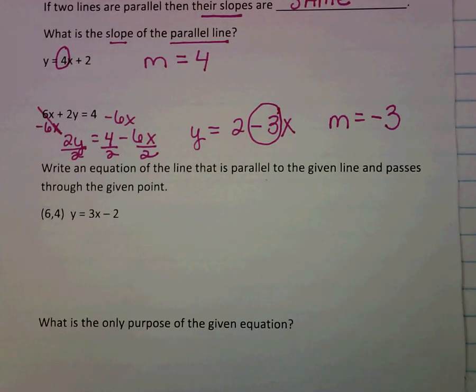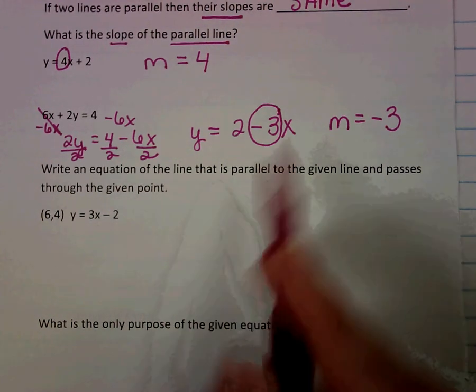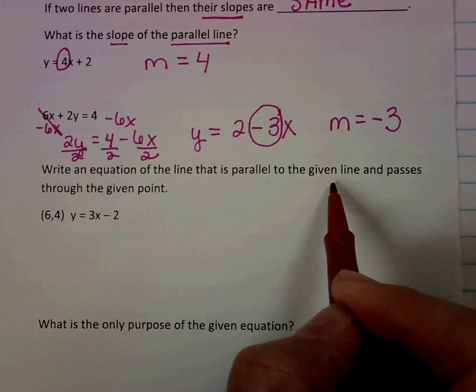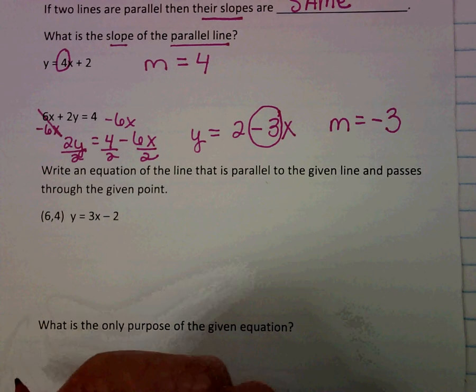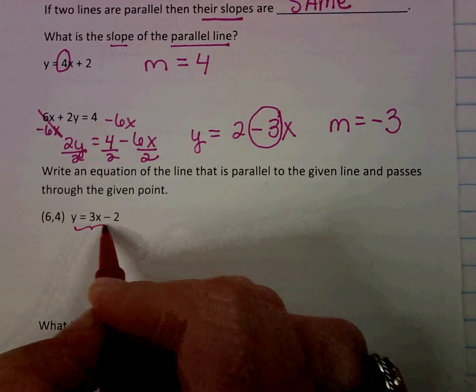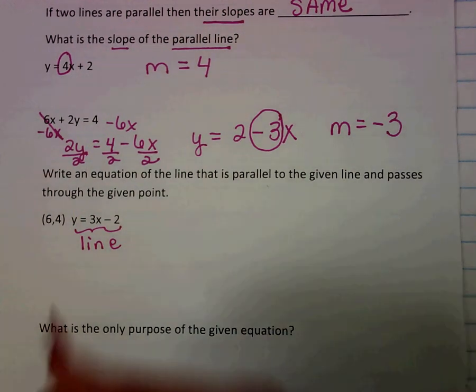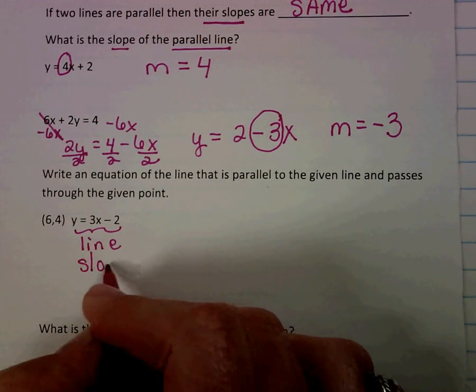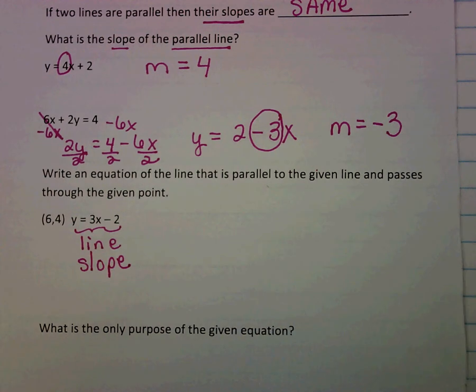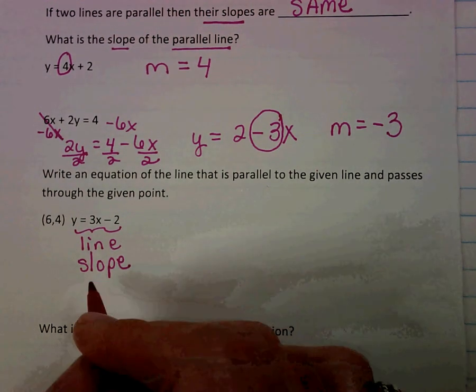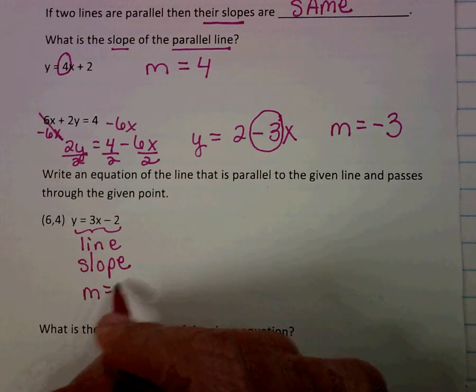Let's look at this example. It says, write an equation of the line that is parallel to the given line and passes through the given point. So here's our given line. All we need from this equation is the slope. And if we're going to write an equation, we always have to know the slope, right? So the slope is 3.